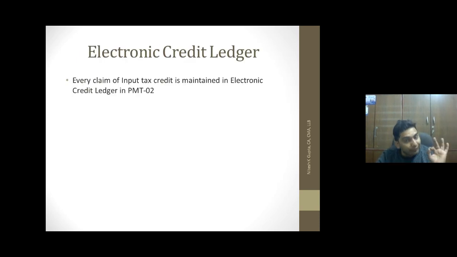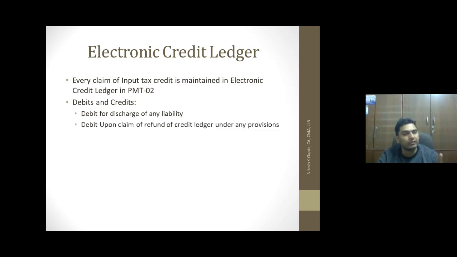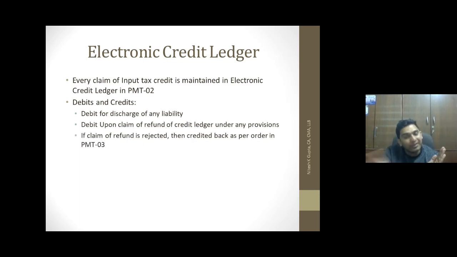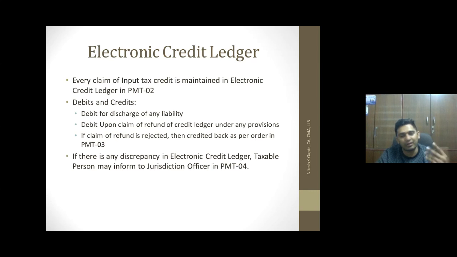Credit ledger. Every claim of input tax credit is maintained in the electronic credit ledger in PMT 02. Now, what are the debits and credits? It will be debited for discharge of any liability. Whatever liability you are discharging through the credit ledger, it will be debited. It will be debited upon claim of refund. Whenever you want a refund of your credit ledger, naturally it will be debited from the credit ledger. If the refund is rejected, it will be credited back to the credit ledger. If there are any issues, you can inform in PMT 04.